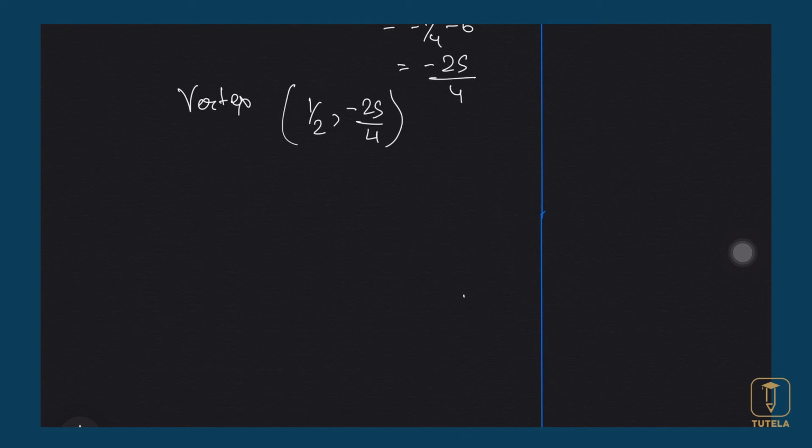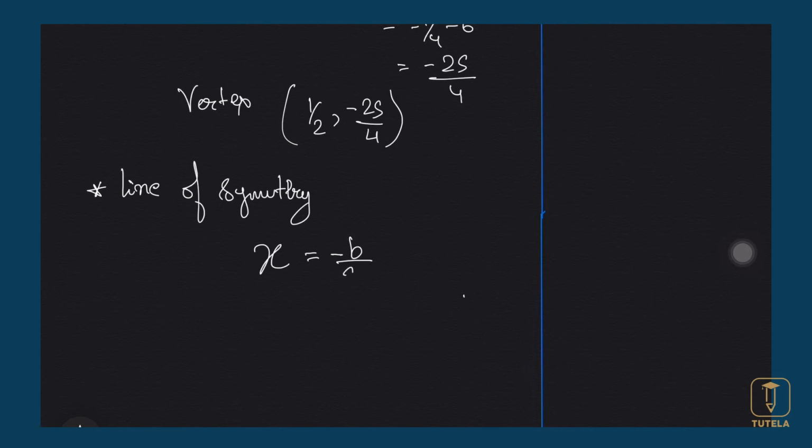That is pretty much all the information we have gathered. We just need to know the line of symmetry. So the line of symmetry is x is equal to... in the case of parabolas, where it's a quadratic in terms of x, the line of symmetry will always be a vertical line. And the equation of any vertical line is x is equal to something. So x is equal to the x coordinate of the vertex, so minus b by 2a. Previously we calculated minus b by 2a to be half. So x is equal to 1 by 2 is the line of symmetry.